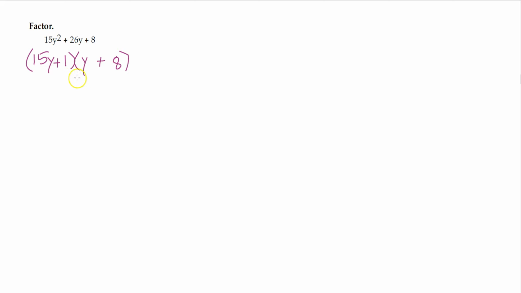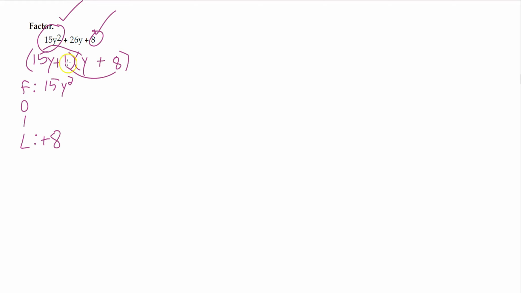So if I wanted to check this answer, I would have to FOIL. Now the first product is 15y squared. Bingo! Got the first one right. The last product is 8. Positive 8. Excellent. We're 2 for 3. But now comes the hard part.